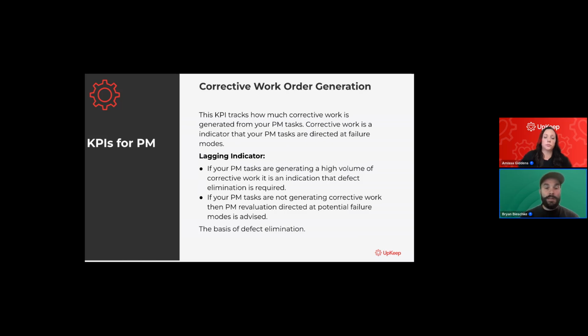stop doing all that work, okay? And on the flip side of that, if your PM tasks are not generating corrective work, then PM reevaluation needs to be directed at potential failure modes. That's how we would advise that. You're not generating anything? Well, it's probably because the PM is just look at the belt. Okay, I'm looking at the belt, but it doesn't tell me how's the tension. Is it a synchronous belt? Is it a V belt? Are the cogs jacked up? Is it cracked? Is it pitched? Is it straight? Right? So those types of tasks will become your guiding light into defects, right? And then we start to eliminate.